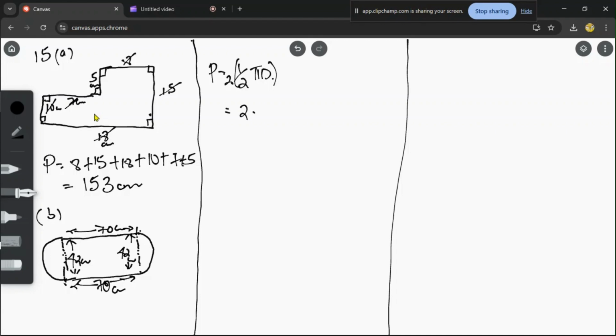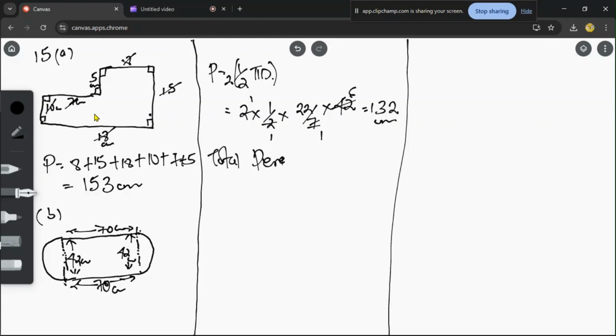I'll say 2 multiplied by 1 over 2, multiplied by 22 over 7. The diameter here is 42. So 2 cancels, 7 into 42 is 6. If I take 22 multiplied by 6, 6 by 2 is 12, carry 1, this gives 132 centimeters. So this is the distance on this side.